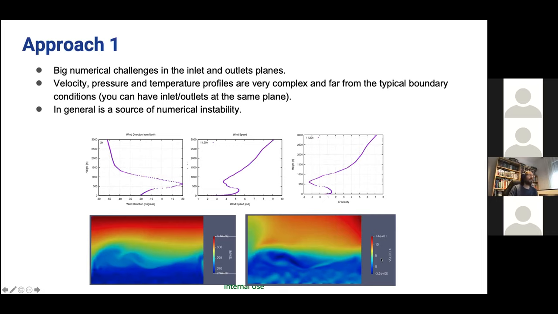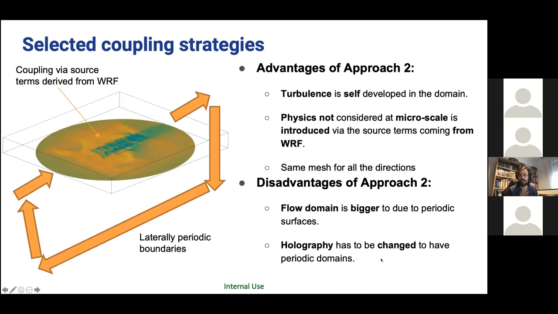So another option, the one that at the end we are using in ENERXICO, is to use periodic conditions. So you have your domain, and for each of these walls, you apply a periodic condition, okay? And you introduce the source terms inside your domain. And this naturally is going to drive the turbulence. Then you will have some sustained turbulence inside the domain that is going to be changing following the source terms.